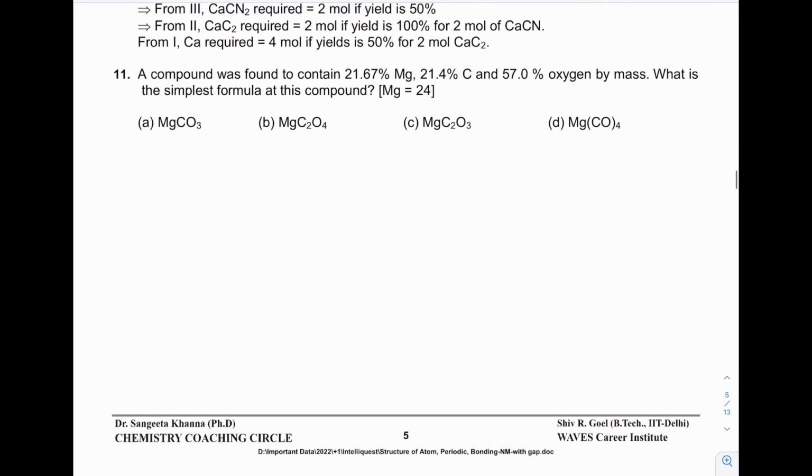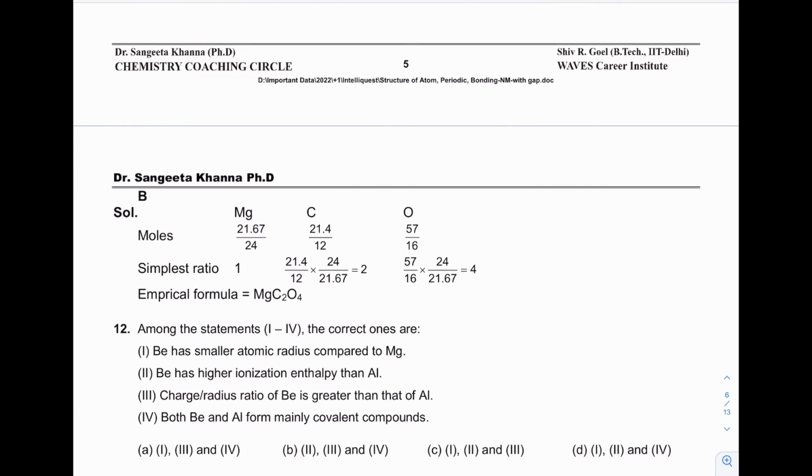Next is a compound have magnesium, carbon and oxygen by mass. Then first change them into moles. Like for magnesium 21.67 by 24, carbon 21.4 by 12, and oxygen 57 by 16. And these are the molar ratio. It is 1, it is 2, it is 2, and it is 4. So ratio will be 1:2, 2:4.